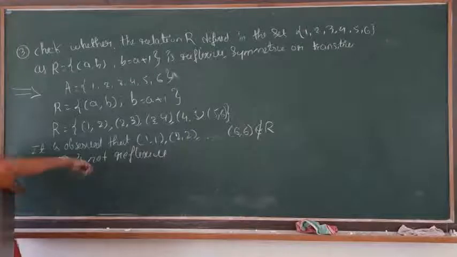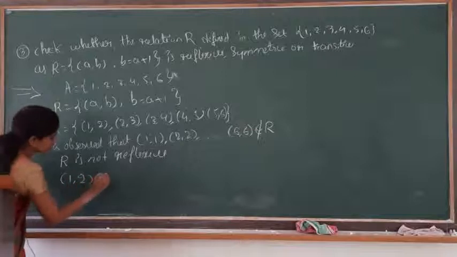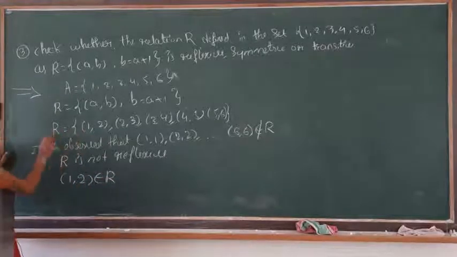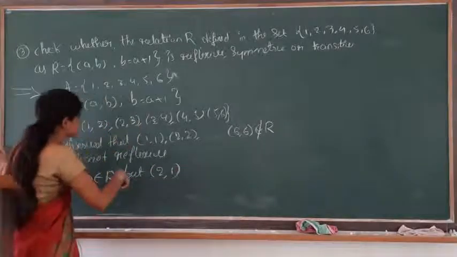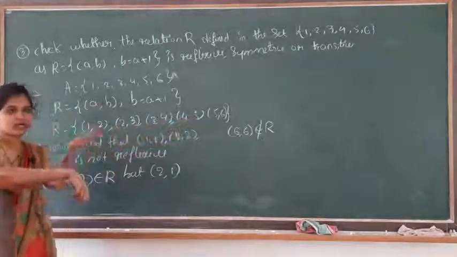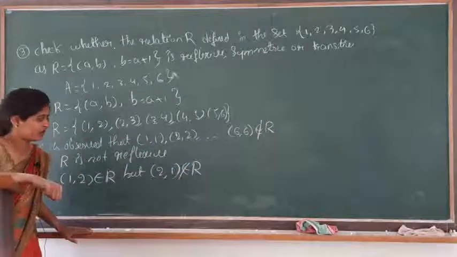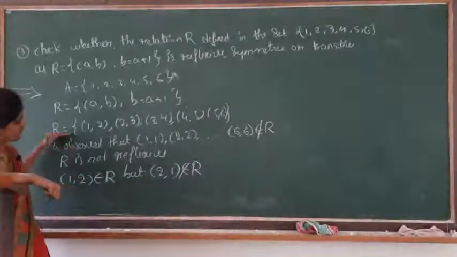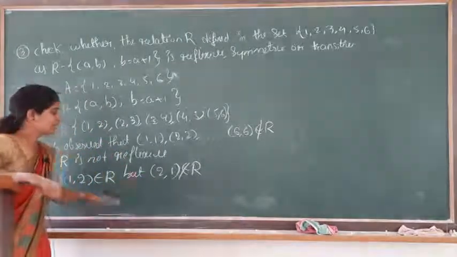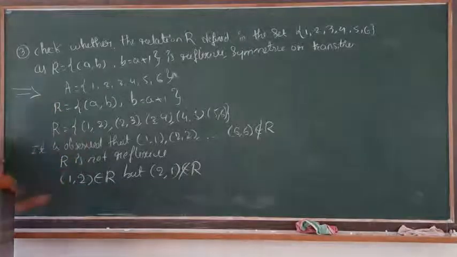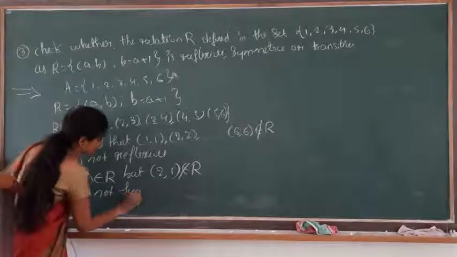If I take (1, 2), (1, 2) belongs to the given relation R, but (2, 1) does not belong to R. The (1, 2) belongs to R, but (2, 1) does not belong to R, which means by the definition of symmetric, this given relation is not symmetric. R is not symmetric.